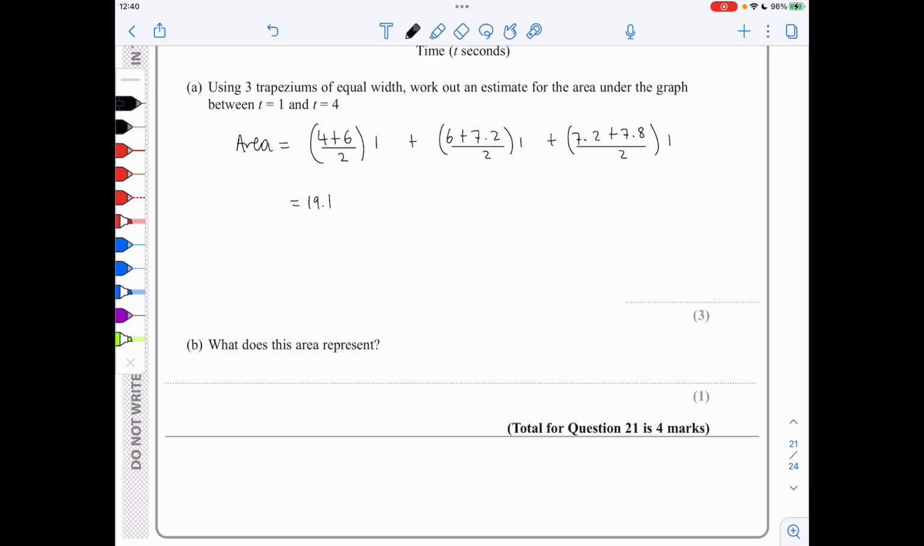In part B, we need to say what this area represents. Well, we know that the area under a speed-time graph is the distance covered. If you think about it, speed is distance over time. So if I rearrange this and multiply speed with time, then I'm getting distance, and essentially finding the area involves multiplying speed with time. So this is the distance covered.